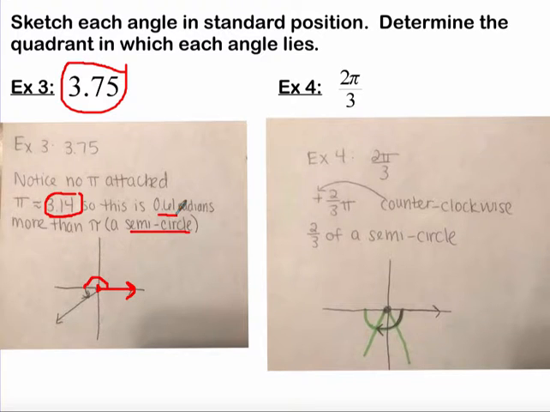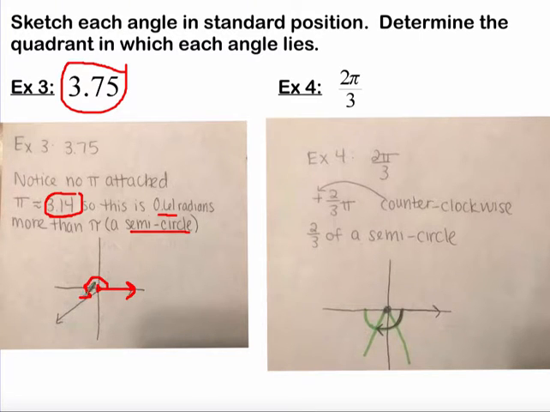So what's 0.61? Well, we know 3.14 is an entire semicircle. 1/2 of that would be 1.57. So that would put me down here, halfway in the middle, 1.57. And 1/2 of 1.57, or about 1.6, is about 0.8. So 0.61 is less than 1/4 of a semicircle.